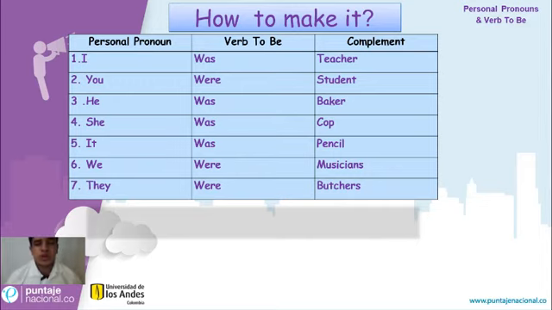Okay, guys, but we have to make some exercises. For example, I was the teacher of Juan. Let's make some examples.